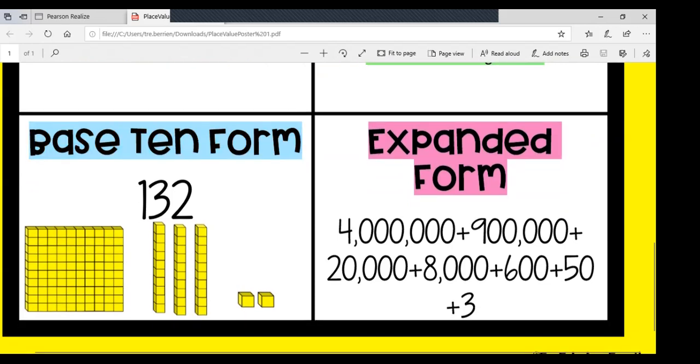And then base 10 form, you know this. Expanded form, you're actually just adding the place value into expression, breaking it apart by place value. So 4,900,000, 20,000, 8,000, 650, and then 3, just adding it out into expanded form, just like they did there, okay?